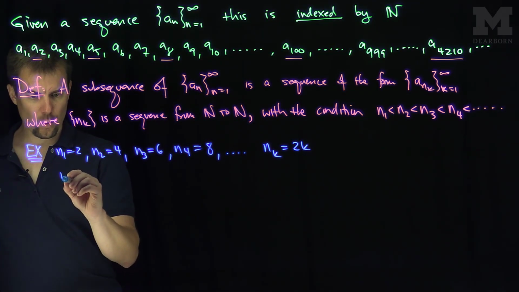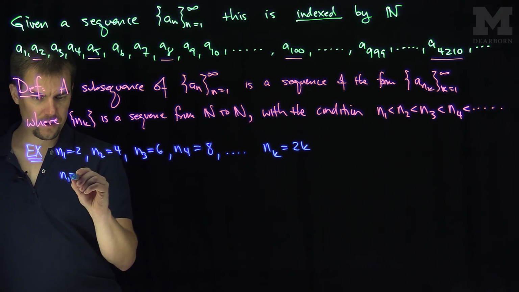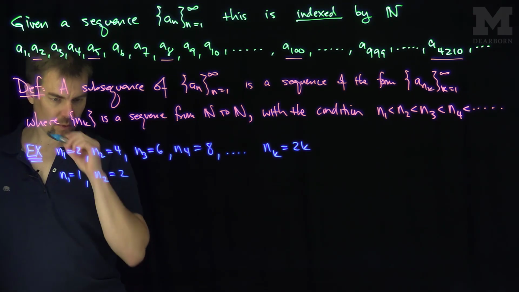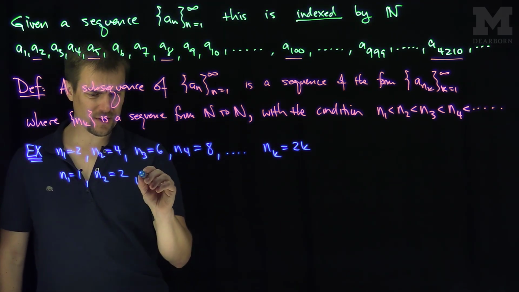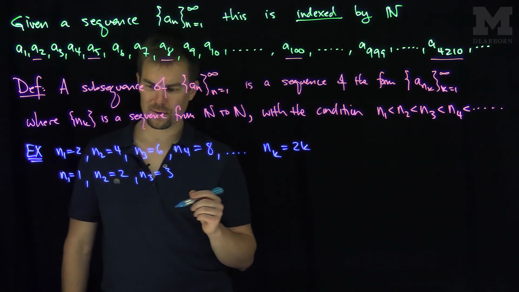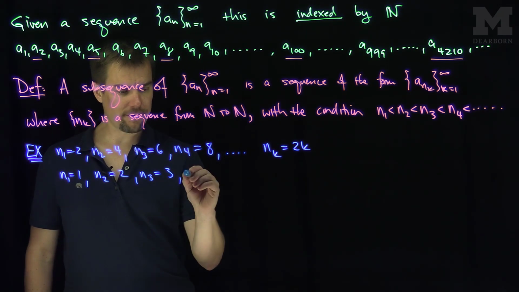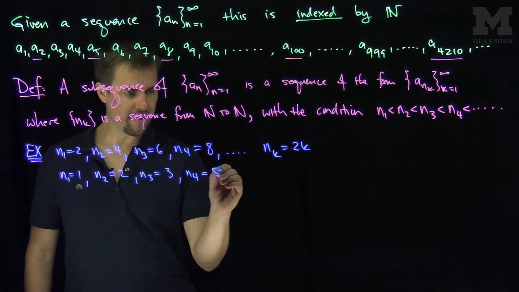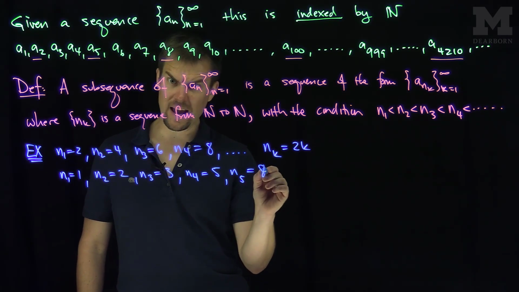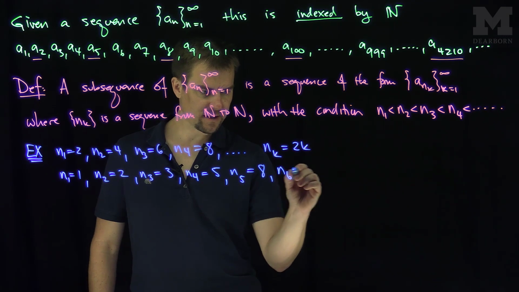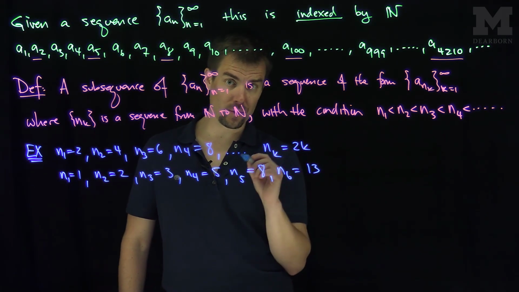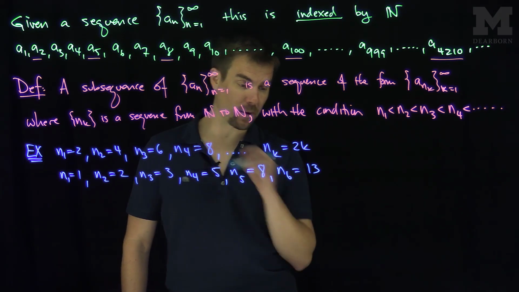I could choose n_1 to be 1. Then I could choose n_2 to be 2. So far, it looks like an ordinary sequence. n_3 to be 3, looks ordinary so far. And I can choose n_4 to be 5. Then I can choose n_5 to be 8. Then I can choose n_6 to be what? n_6 will be 13. You can sort of see what I'm doing here. I'm basically just generating the Fibonacci sequence, right?